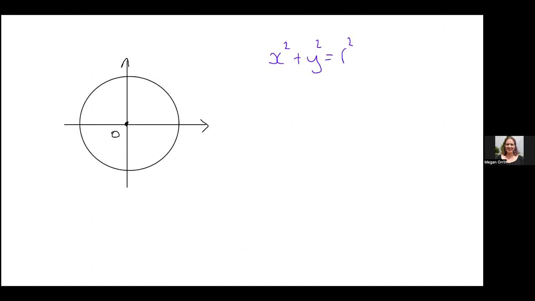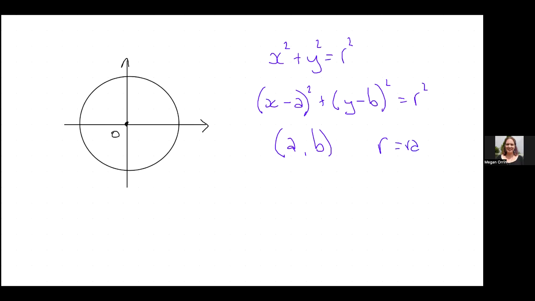But if I rewrote my equation like this, (x minus a) squared plus (y minus b) squared equals r squared, right? I've just attached something to the x and the y. Then the center of the circle is (a, b), right? That is our center. But because it's 0, it's the origin, there's nothing else attached to it. And then r squared belongs here, but r is the radius of the circle.